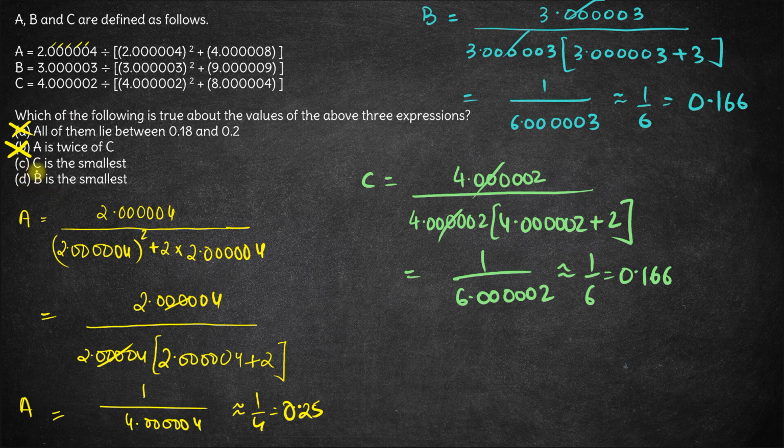Now out of option C and D, we need to figure out which of the C and B is smallest. Now B is 1 upon this thing and C is 1 upon this thing. The smaller number will be the one with the larger denominator, and the larger denominator is for B. This is larger denominator than this. So B is smaller than C, and B is obviously smaller than A as well. So B is the smallest of all the three, hence option D here is the right answer.